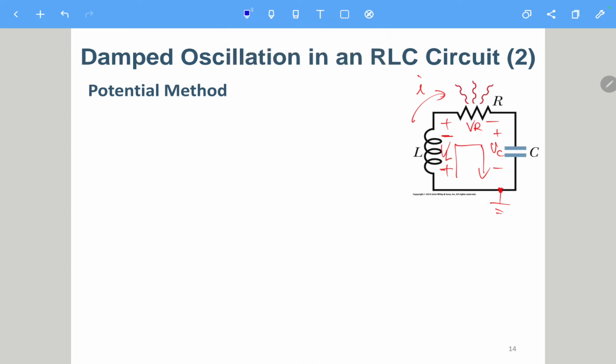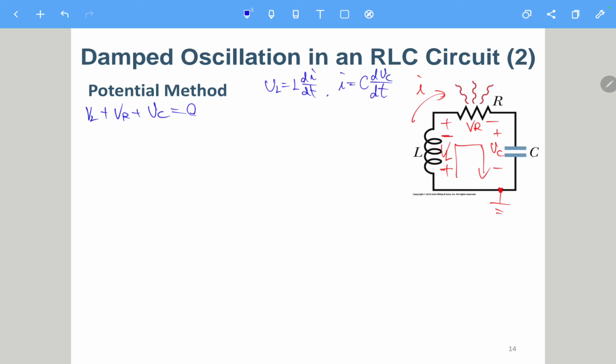So according to KVL, we can write that VL plus VR plus VC to be 0, because this is plus minus, plus minus, plus minus. So we just add through VL, VR, and VC, to complete a loop. And we can also write that for the inductor, we have VL to be L di dt. And then for the capacitor, we have I to be C dVC dt.